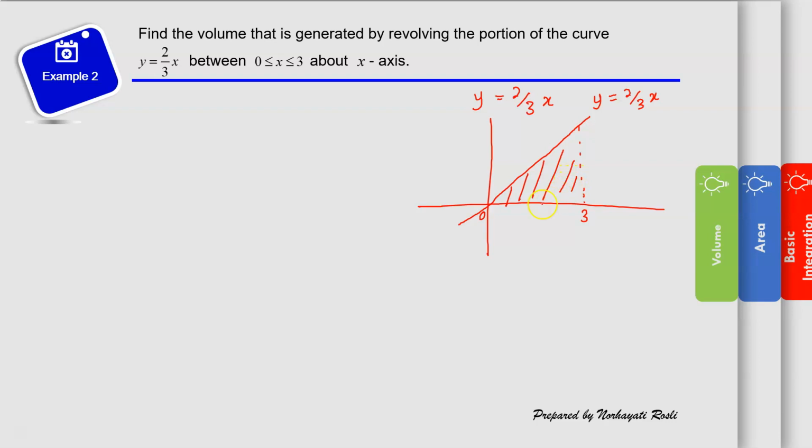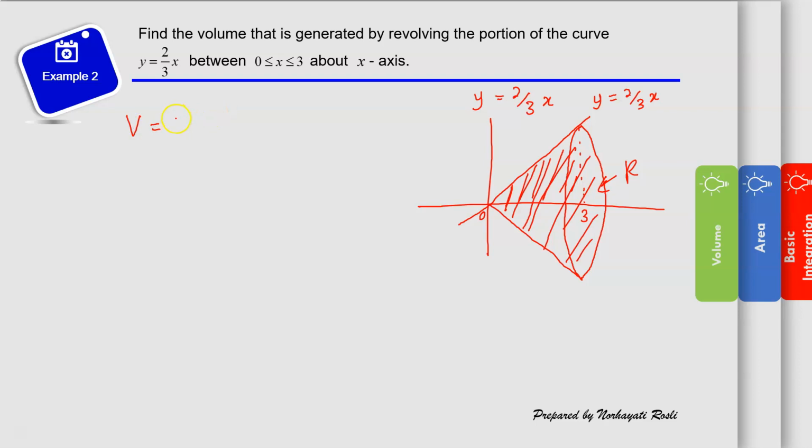If this area is revolved about the x-axis, we will have this kind of circle here. Connect all these, it becomes a cone. We will have finally the region that we need to compute the volume of, given by all these regions, and we denote this one as R. So how to compute this volume?